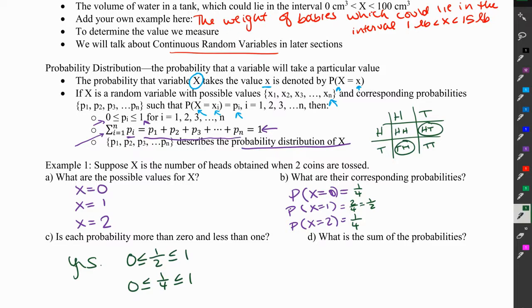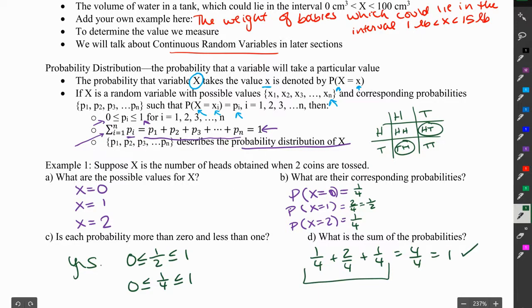And what is the sum of the probabilities? 1/4 plus 2/4 plus 1/4 is 4/4, which equals 1. Because the sum equals 1, which it's supposed to, it means that most likely we're correct. There's still a chance for an error, but this is always a very good check for yourself: add up your probability distribution, and if it equals 1, you're most likely correct.